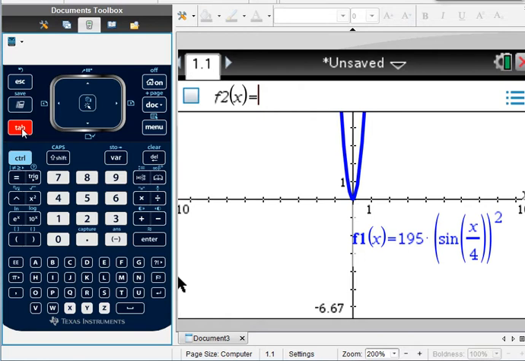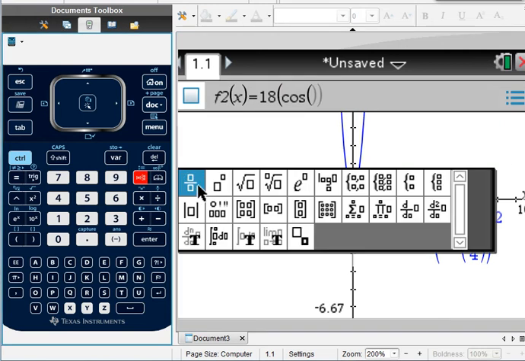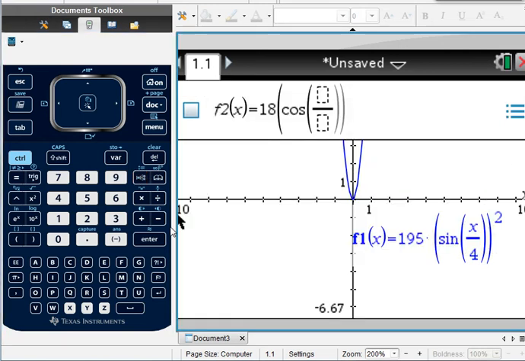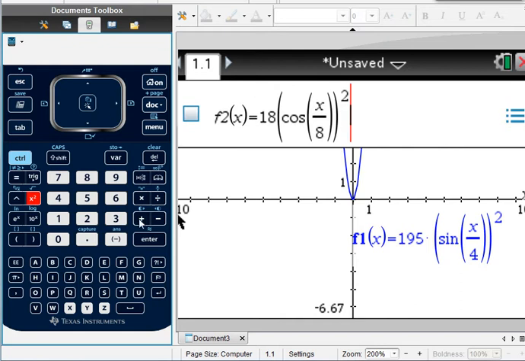And then for F2, 18 parentheses cosine of x over 8 squared, and then this one also has a plus 10.